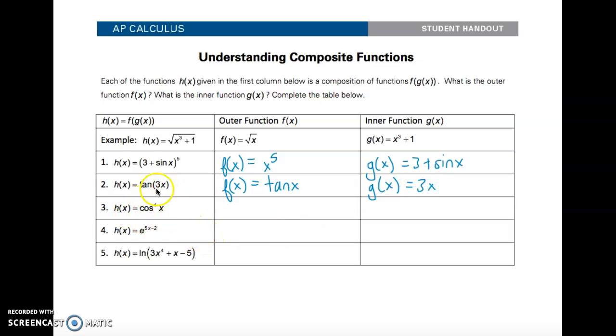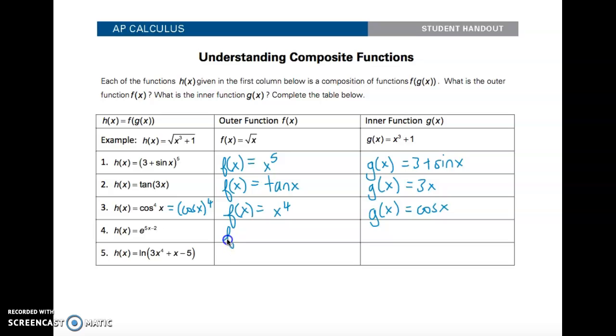This one's a little bit tricky, but it's helpful if you remember how to rewrite cosine to the 4th of x. We can technically rewrite this as cosine of x to the 4th power. So then that makes it a little easier to identify your outer and inner function. My outer function is actually x to the 4th, and my inner function is cosine. This means we do cosine times itself 4 times.